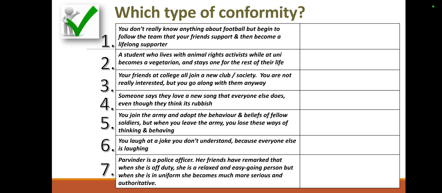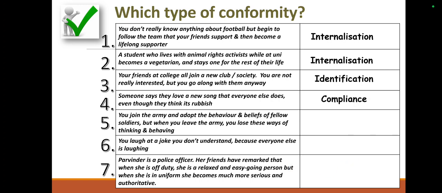Okay. So number 1 would be internalisation, becoming a lifelong supporter. So it's a permanent change. Number 2 is also internalisation, because you've changed your eating habits, so becoming a vegetarian for the rest of your life. Number 3, identification, joining a club, okay? You're not interested, you just want to be accepted into that group, so you go along with them, okay?